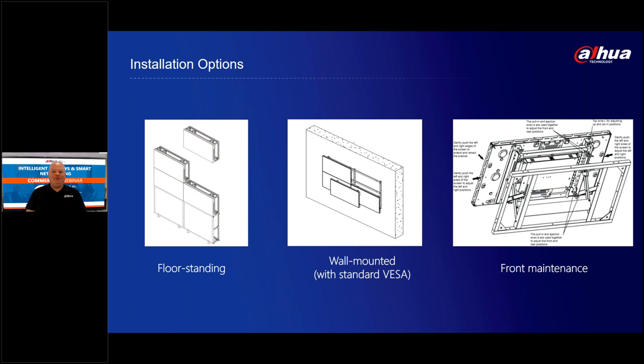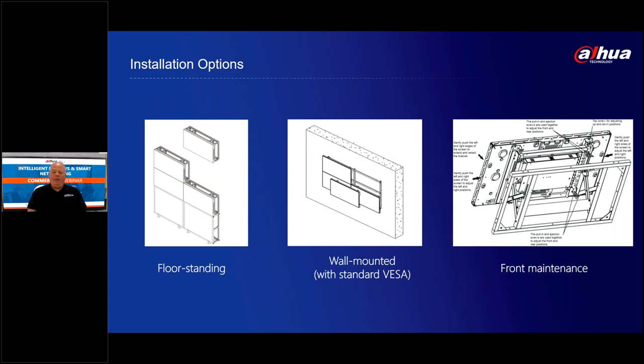and the diagram looks really complicated, but actually what it is, you fix the frame to the wall, and then you push it in, and it pops out at you. You hang the monitor on it, connect the cables in the back, and push it back into location. If you are building a video wall, it's a really, really easy way to build, and more importantly, to maintain should you ever need to get to the rear of the panel.